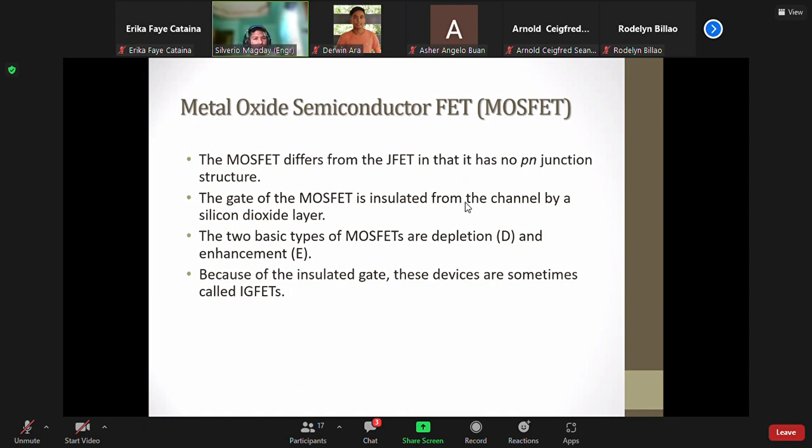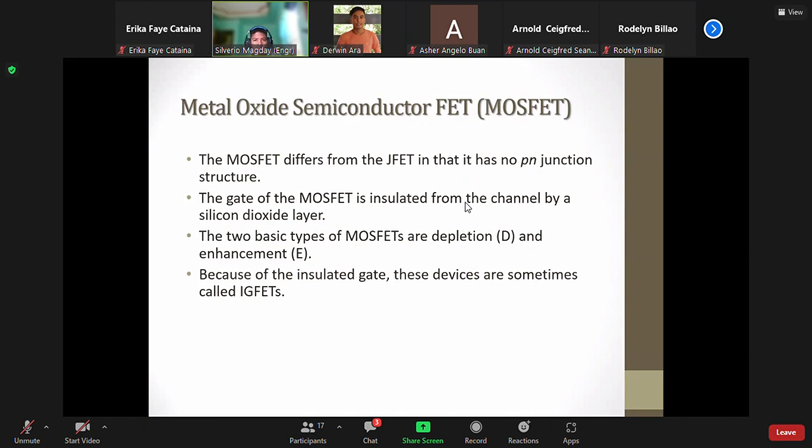Pag metal oxide semiconductor FET, so differs from JFET that has no PN junction. Yung gate ng MOSFET is insulated from the channel by a silicon dioxide layer. So, doon na base yung pangalan. Tapos two basic types ng MOSFET is yung depletion and the enhancement. Dahil doon sa insulated gate, these devices are sometimes called IGFETs, insulated gate FET.